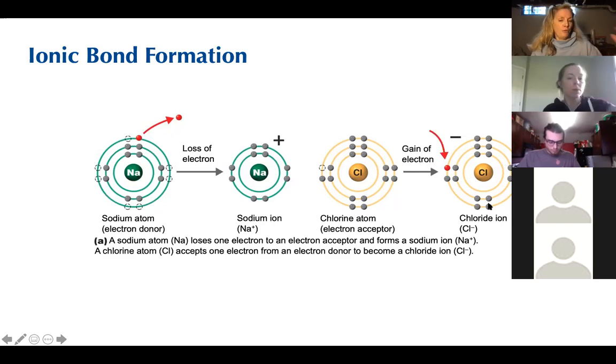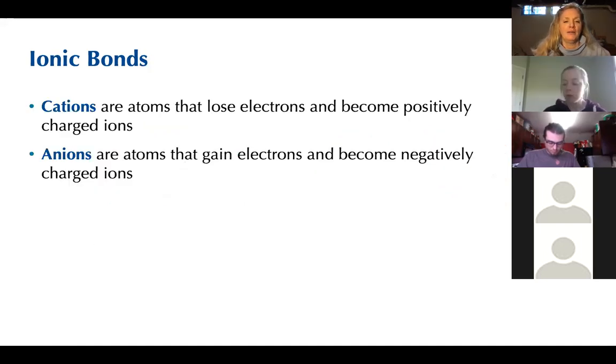Chlorine, or fluorine, in the case of when we were doing lithium fluoride, gains an electron. And this is also an ion, and we call it the anion when it gains the electron and has the negative charge. And then you'll see the cation and the anion like to stick together and form an ionic bond.